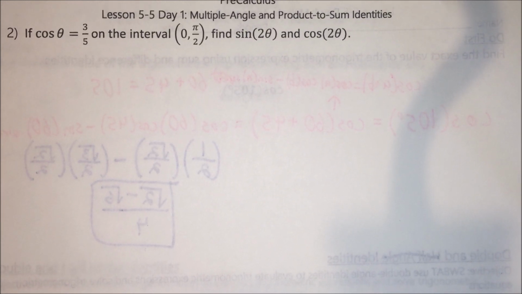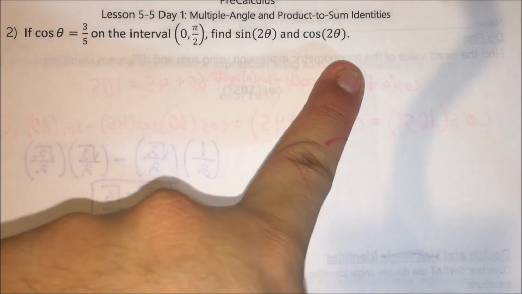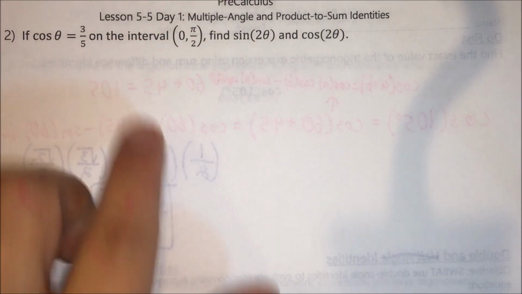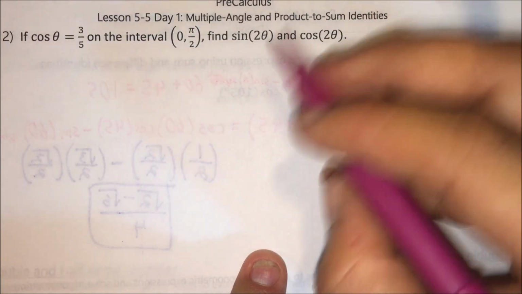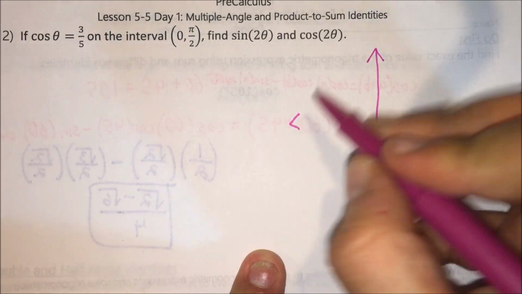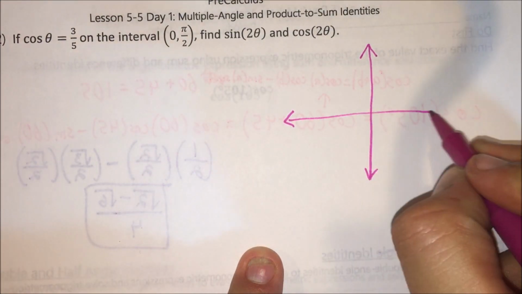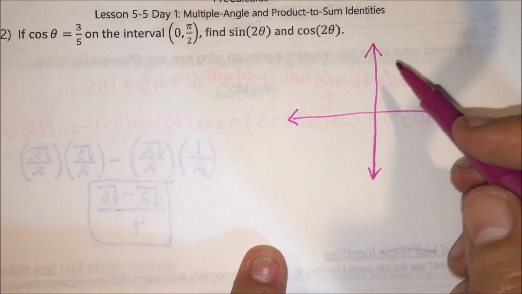Okay, so now we want to find, if cosine is 3 over 5 on the interval 0 to pi over 2, find sine of 2 theta and cosine of 2 theta. Okay, so again, first things first, let's figure out what we're talking about here. So this time we're not told the quadrant directly, we're just given the interval. So how do we find that?